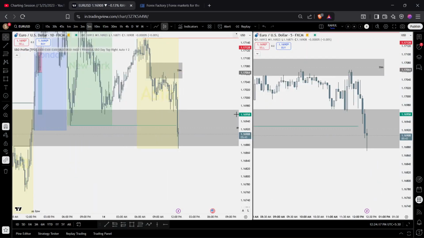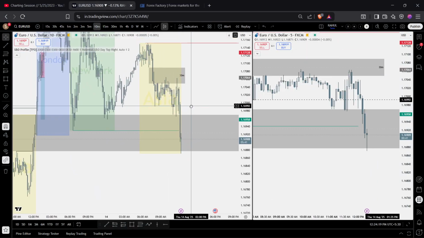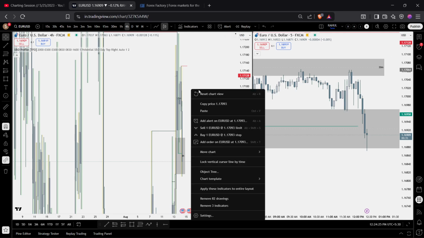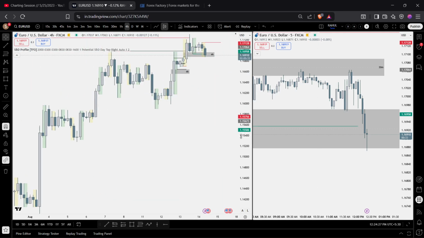So we are back and today is 14th of August. I can see there is sort of a bearish momentum at the start of the day.